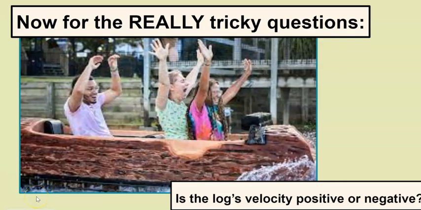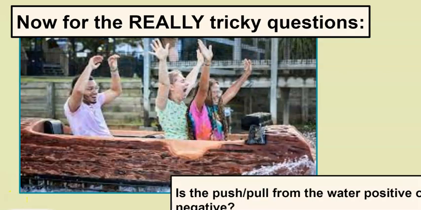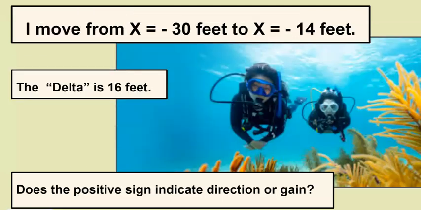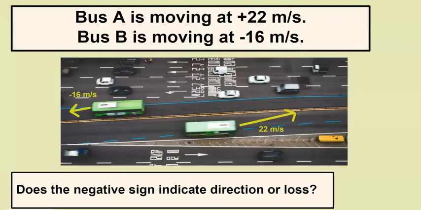Okay, now for the really tricky questions. What we've done so far is we've said in terms of location, which we're going to call X, position, positive and negative sign just means direction. So that was back to the altitude: up, location, left or right, up or down. Negative sign means I'm to the left of the origin or I'm below the origin. So for position, negative sign means direction. For velocity, negative sign means direction.